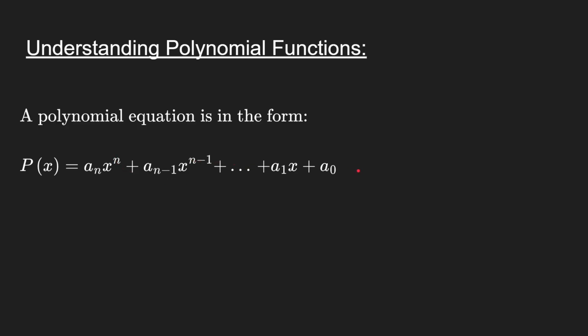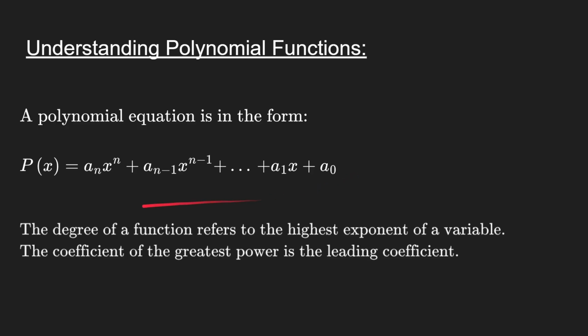But sometimes you're also given polynomials where it's not in order and you have to do that yourself, which is fine. So the degree of a function refers to the highest exponent of a variable. So whatever variable has the highest exponent, that would be the degree of the function. And you would write that, in this case, as degree n because n would be the highest exponent. And the coefficient of the greatest power is the leading coefficient. So whatever the coefficient is of the leading power, it would be your leading coefficient. So in this case, it would be a, because it's right attached to the variable with the highest exponent.